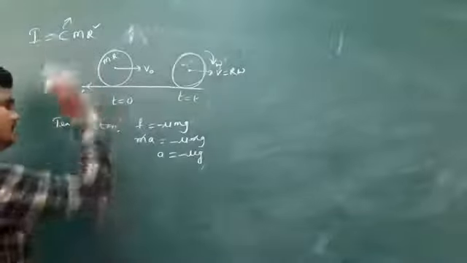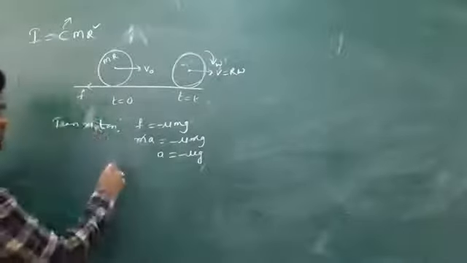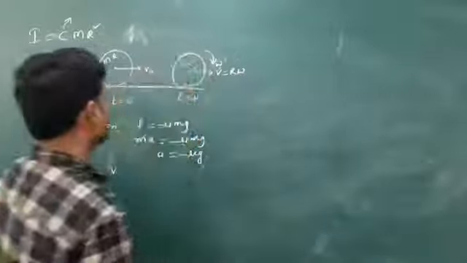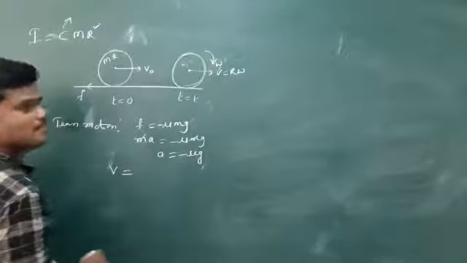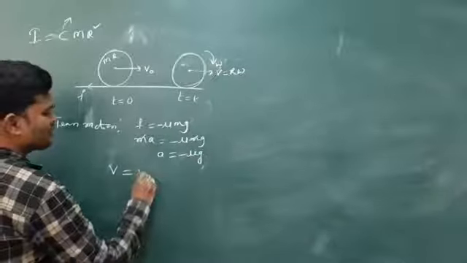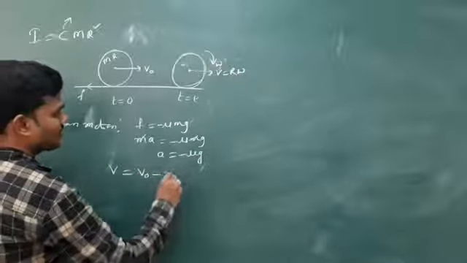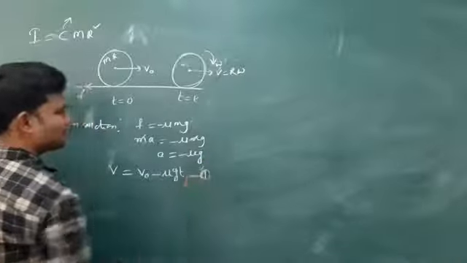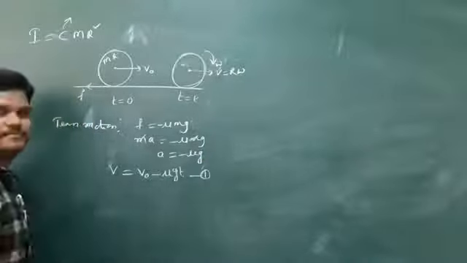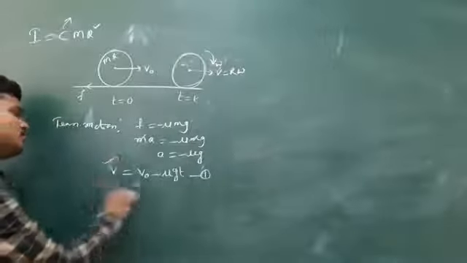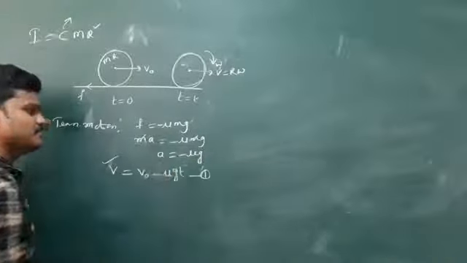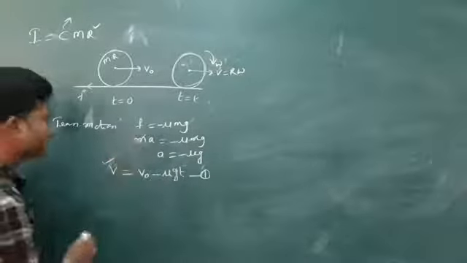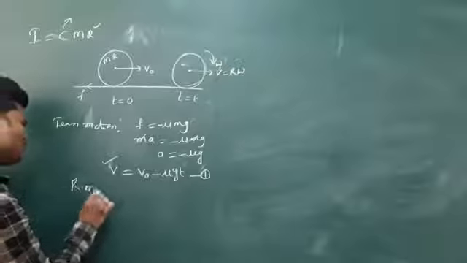Acceleration of the rolling body is a equal to mu g, and just use some kinematic equations to get these answers. v is equal to u plus at, u is nothing but v naught, a is nothing but mu g, so v equals v naught minus mu g t. Let us keep this as equation 1. So I got v. The target is to find what this v is and what this time is. To get the time and velocity and other parameters, apply the rotational motion concept.